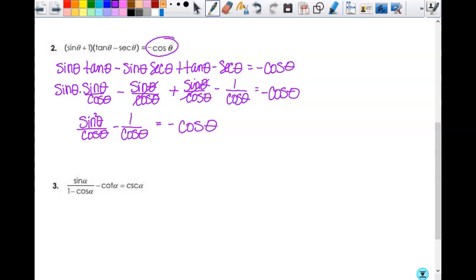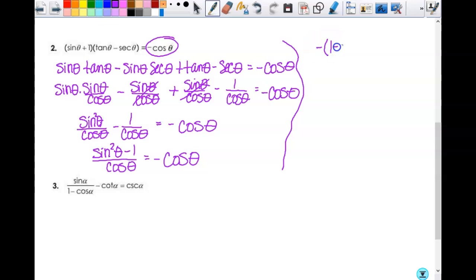All right, so sine squared minus 1, I can make this all into one fraction, so sine squared theta minus 1 over cosine theta equals negative cosine theta. I could have actually kind of combined that step, but I didn't. So then here, if you look on your chart, sine squared theta minus 1 is not cosine squared theta. It would have to be 1 minus sine squared. So to make that happen, I'm going to factor out a negative. Then those will flip around and get 1 minus sine squared theta over cosine theta equals negative cosine theta.